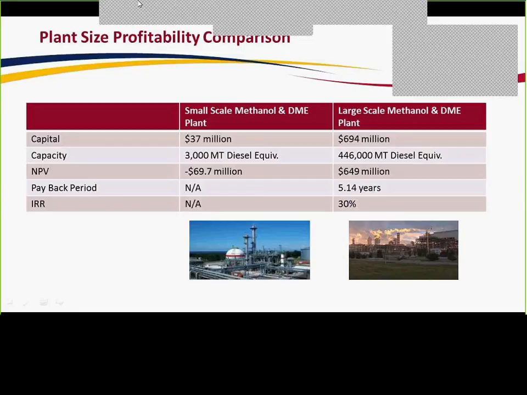We referenced a plant in Japan by Fuel DME, and it seems that once the capacity reaches somewhere in the range of 446,000 megatons of diesel equivalent. So that number is scaled down from the actual DME output to equivalent so that the price would represent what we're selling DME at as a replacement for diesel. And it's at this scale that the plant becomes significantly more profitable, producing an IRR of 30% and an NPV of about 650 million.